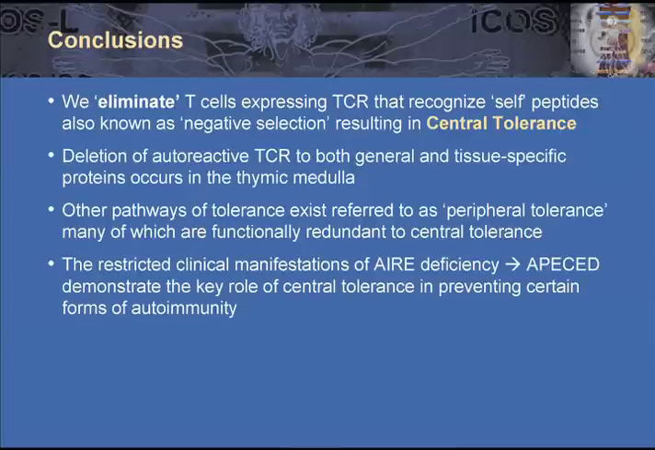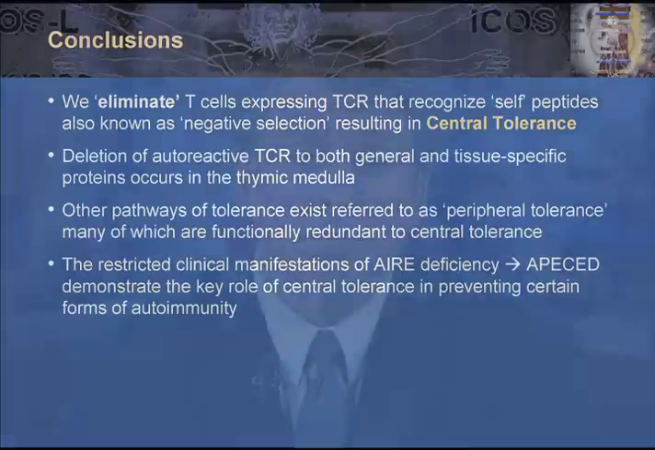Now, there are other pathways of tolerance that provide peripheral tolerance, many of which, in fact most of which, are functionally redundant to the concept of central tolerance. So the restricted clinical manifestations of the AIRE deficiency, the APECED syndrome, demonstrate the key role of central tolerance in preventing certain forms of autoimmunity, but at the same time establishes that that cannot be the whole story. Otherwise, you would see autoimmunity to all endocrine hormones, which we do not see.